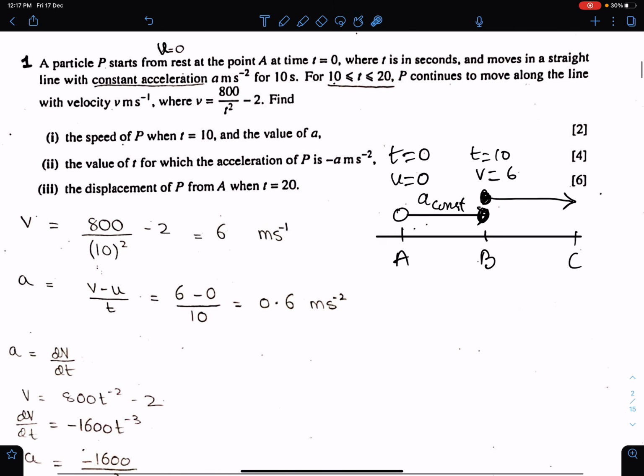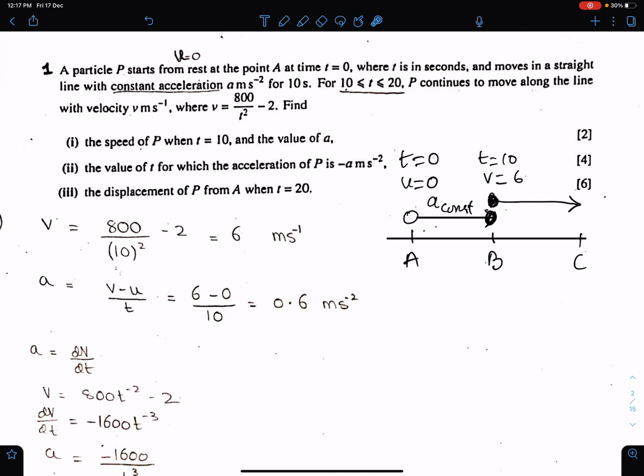This is question number 1. A particle P starts from rest. Rest means u = 0 at the point A, at t = 0. So at this point t = 0 and u = 0, and moves in a straight line with constant acceleration a for 10 seconds. This is very important. Constant acceleration means we can use equations of motion for this interval 0 to 10.